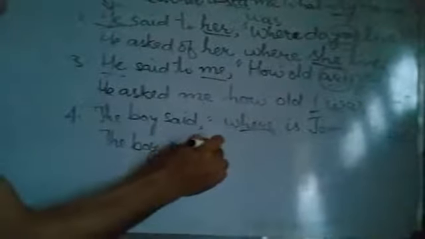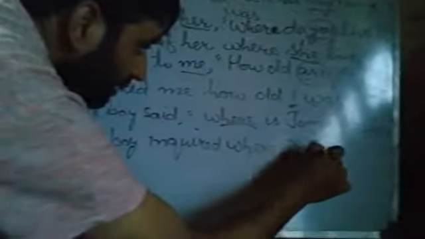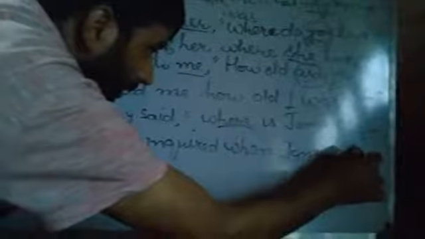So it will become like this: the boy inquired where Jamia Masjid was. Here is a little difference when we are changing direct narration into indirect. Let's see again.